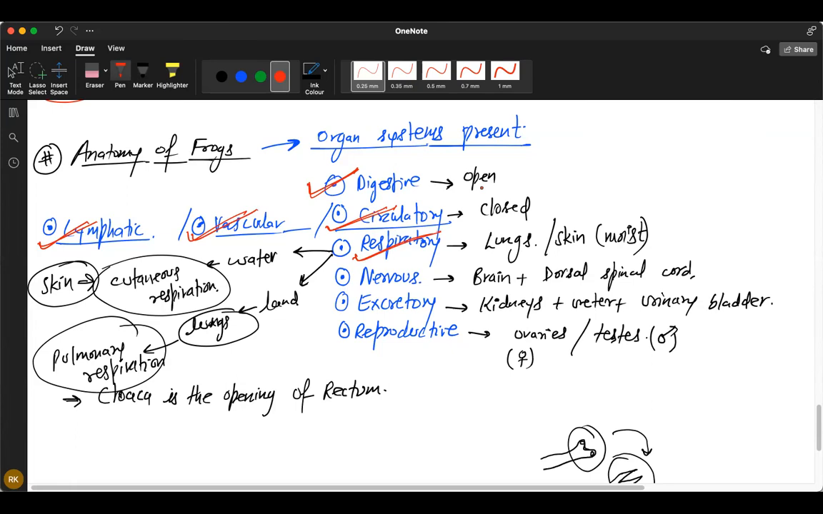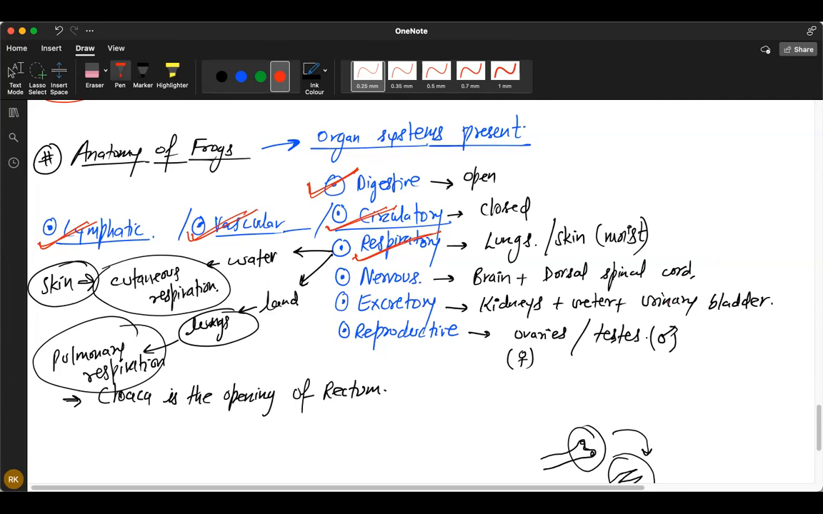Another, and in terms of nervous system, again, it's similar. The similarity is that they also have their nervous system divided into two parts, CNS and PNS, central nervous system and peripheral nervous system. Is that okay? Central contains brain and spinal cord, and peripheral is all the nerves that go from the spinal cord into the limbs and other parts of the body.